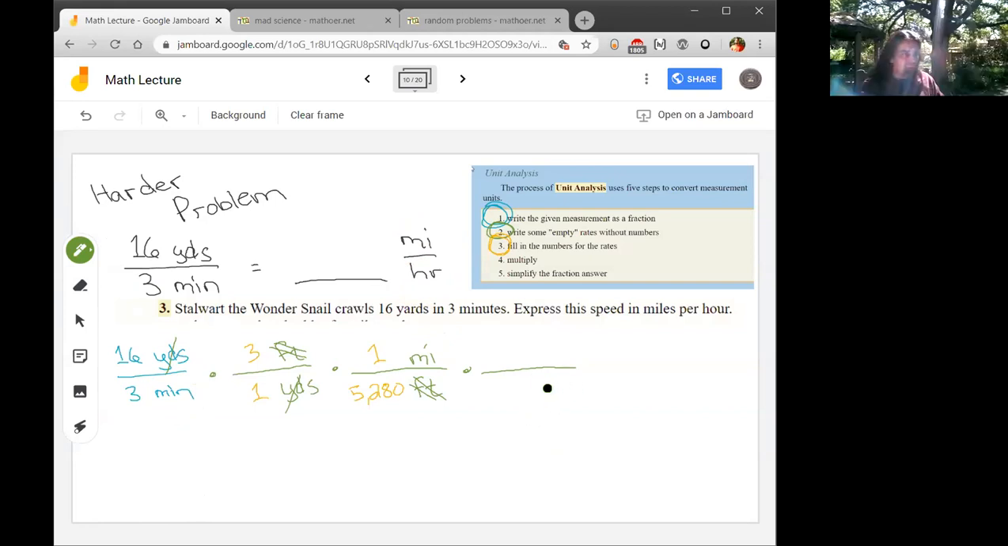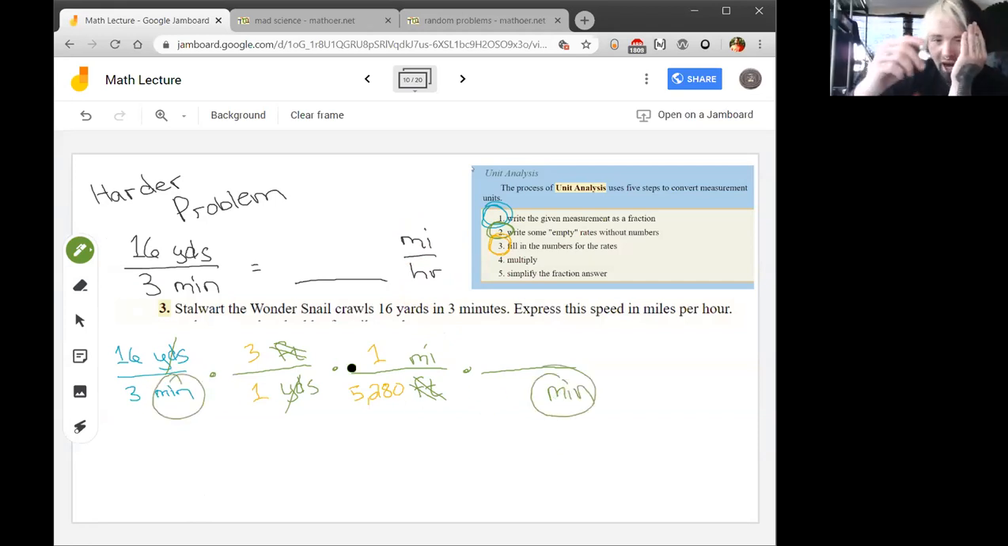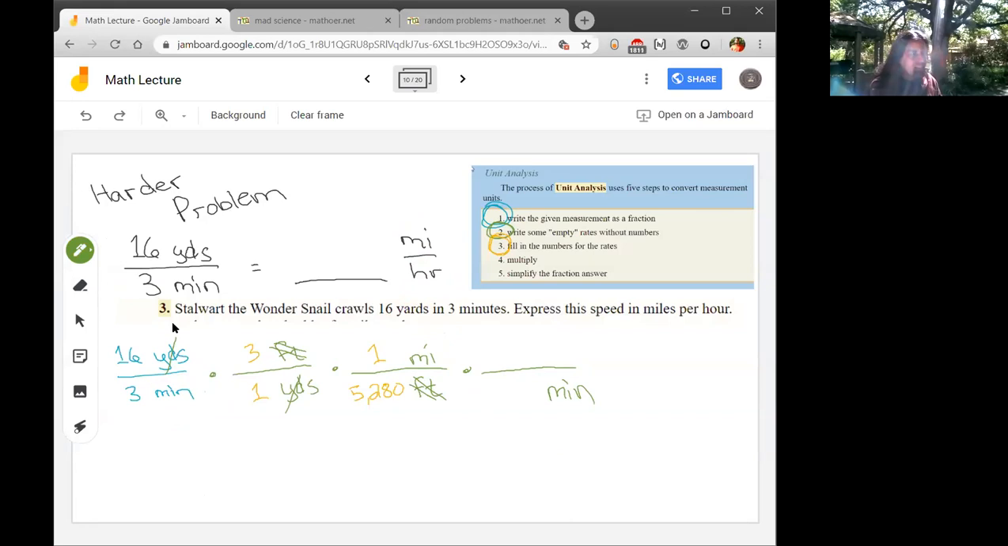I can't cancel if I do that. Don't write this. If I do, then I have miles on the bottom, oh, sorry, minutes on the bottom. Hours on the bottom, so minutes has to go on the top. Then it will cancel. Put hours on the bottom. Can I do that with one fraction? Sure. 1 hour is 60 minutes.